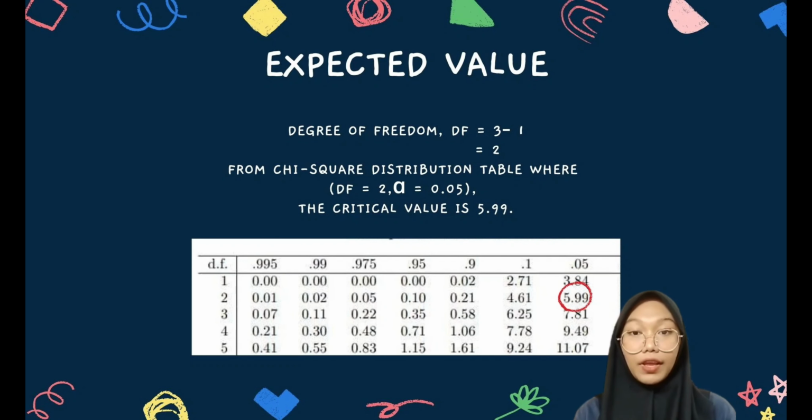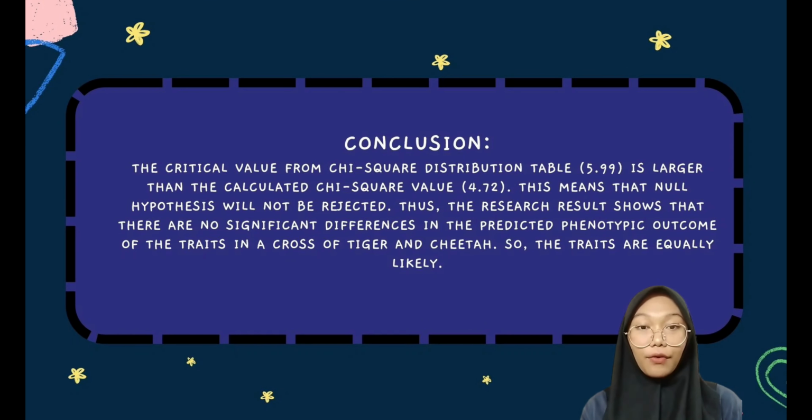The critical value can be identified by using the chi-square distribution table. Here, we are going to use the degrees of freedom of 2 and alpha 0.05. The critical value is 5.99. That is the end of our calculation. For the conclusion, the critical value from the chi-square distribution table is 5.99, which is larger than the calculated chi-square value, which is 4.72. Thus, the null hypothesis will not be rejected. So, there are no differences in the predicted phenotypic outcome of the traits in a cross of tiger and cheetah.